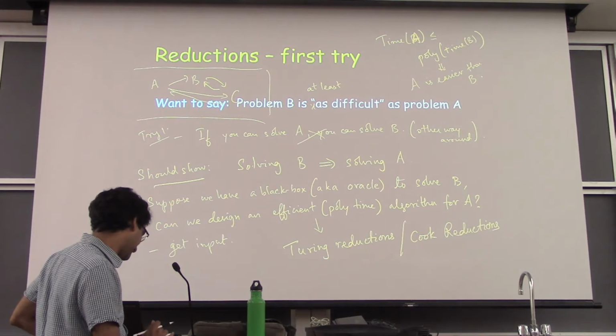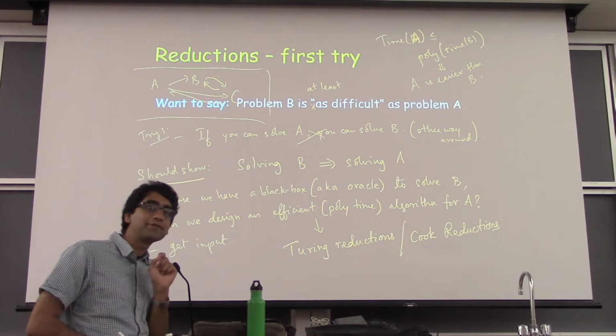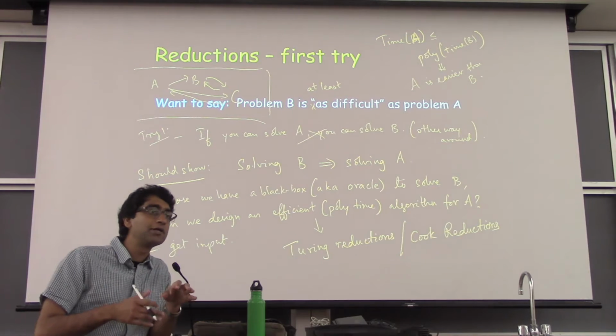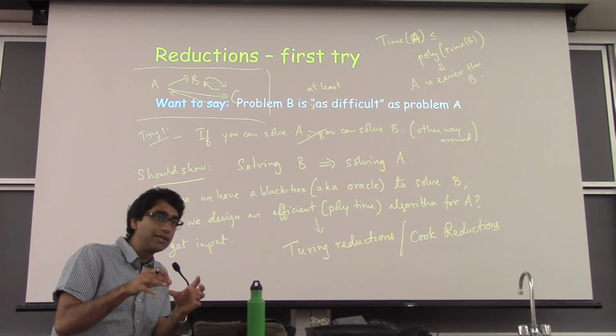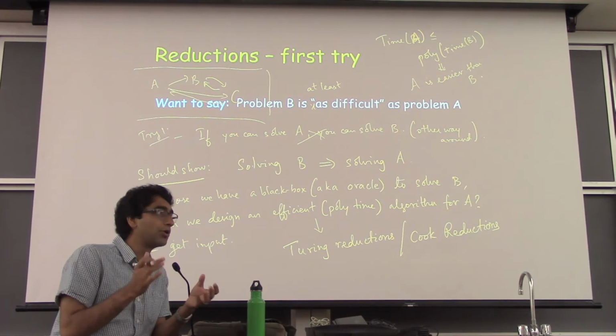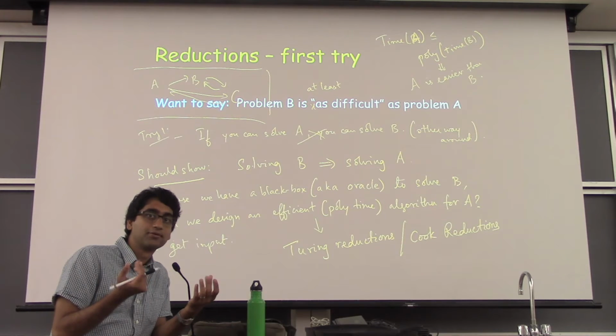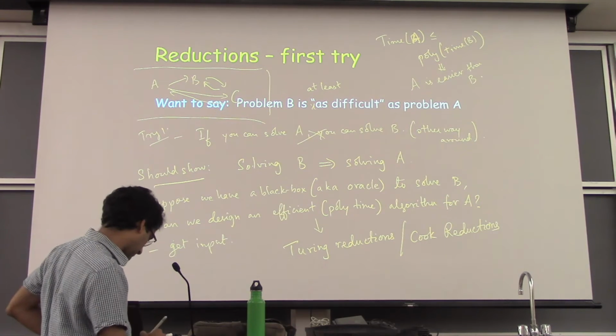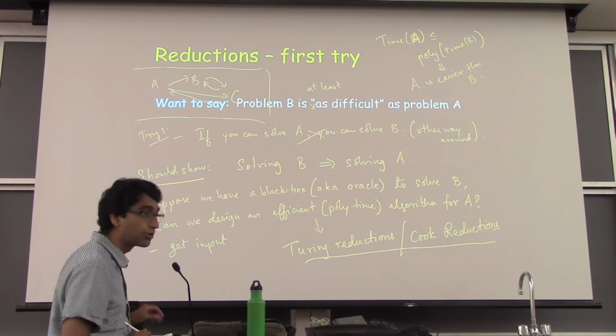What I want to emphasize here is that I'm allowing you to have an oracle for B, and you are allowed to call it a polynomial number of times. So this is the notion of a Turing reduction or a Cook reduction.